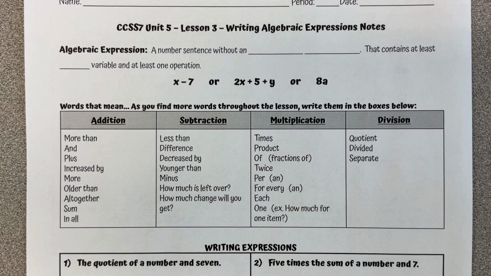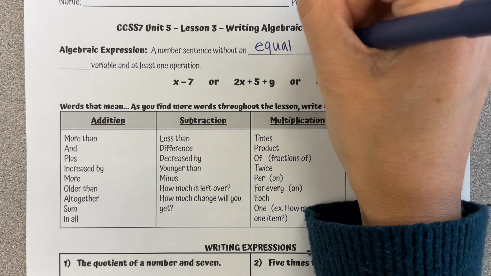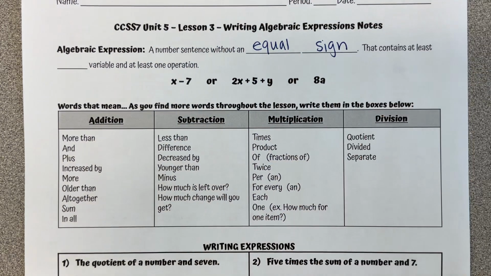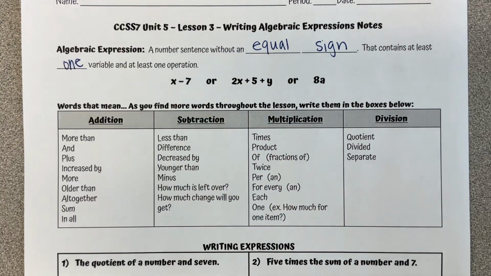Today we're going to look at writing algebraic expressions. So what is an algebraic expression? It is a number sentence without an equal sign, because if it had an equal sign, it would be an equation, and it contains at least one variable and one operation.